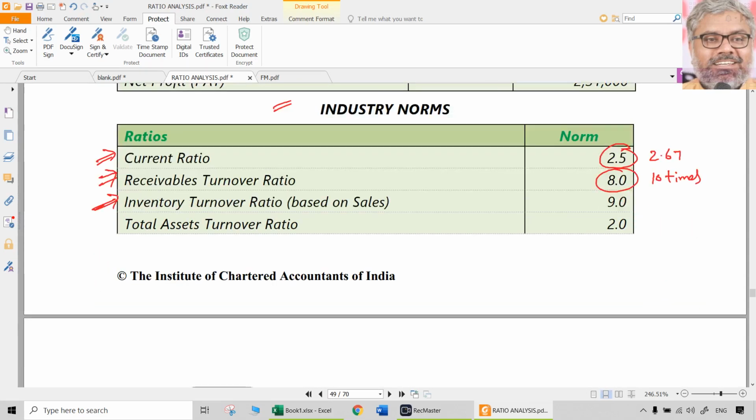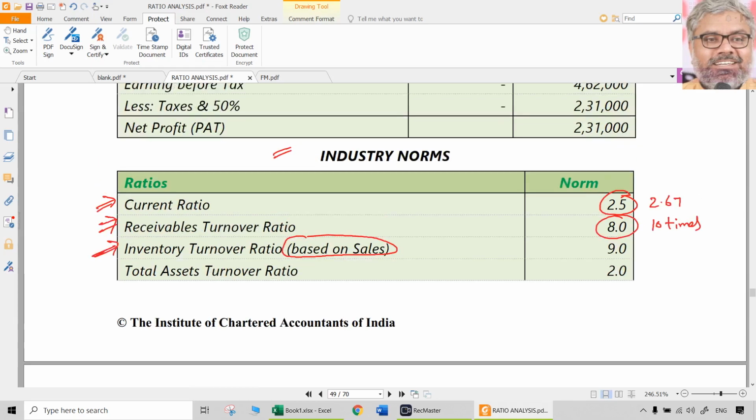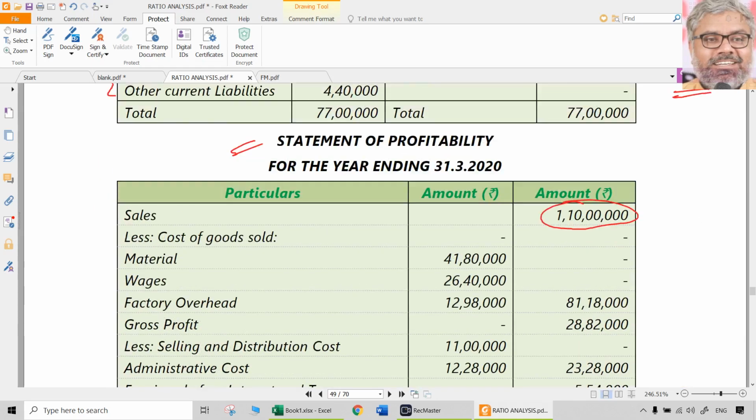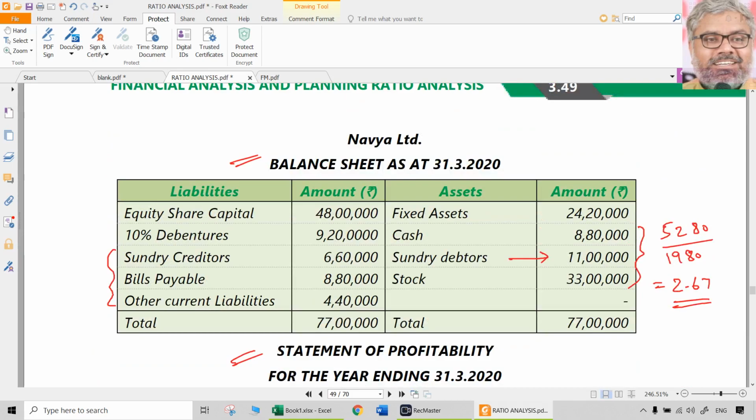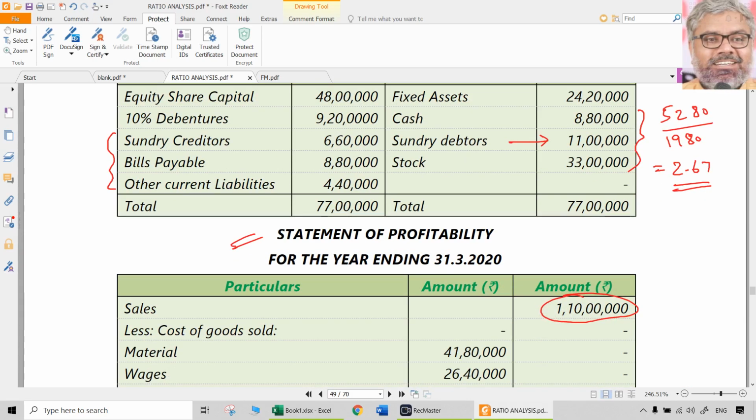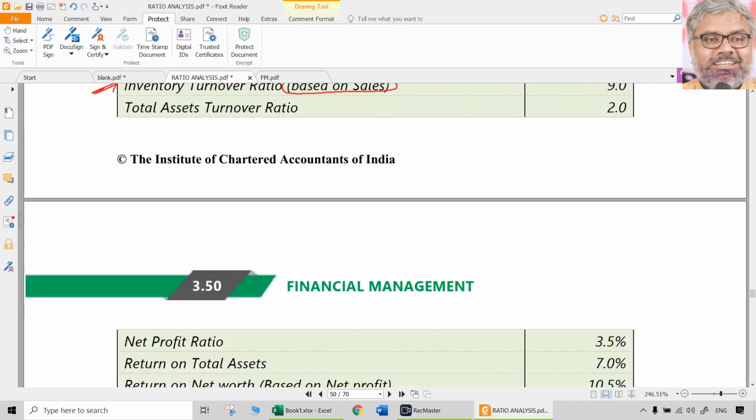Inventory turnover ratio, look at this. This information has to be looked at carefully. Based on sales, normally we calculate inventory turnover ratio on cost of goods sold. Since it is given very clearly based on sales, we have to use sales only. And again, we don't have average stock and all, so we have to use only closing stock, no option. So what is the inventory turnover ratio? Sales divided by stock. So 1 crore 10 lakhs divided by 33 lakhs. That will be 3 point.